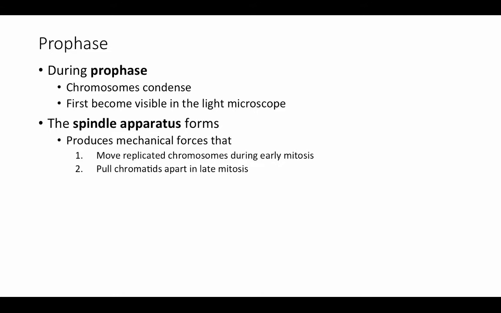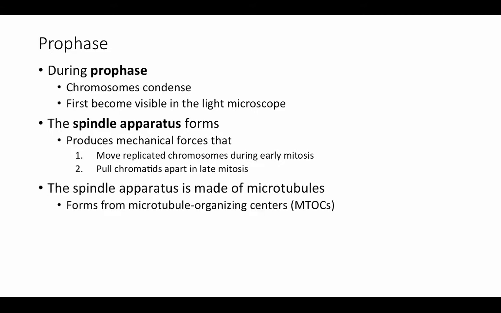So the job of the spindle apparatus is going to be to produce mechanical forces that are going to move the replicated chromosomes into the right position to eventually be divided. So during the early part of mitosis, these chromosomes are going to be kind of jockeyed into the right position. And then the spindle apparatus later in mitosis is going to be responsible for pulling those chromatids apart into the separate daughter cells. The spindle apparatus is made of microtubules.